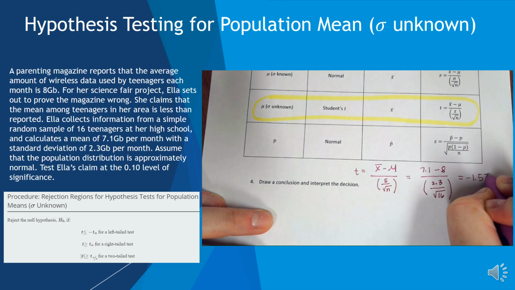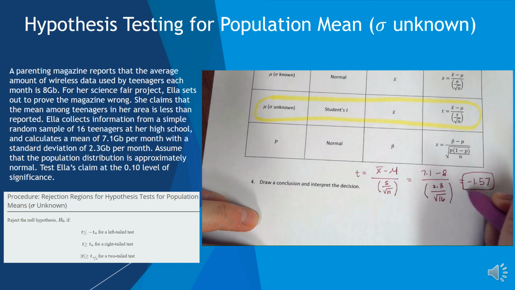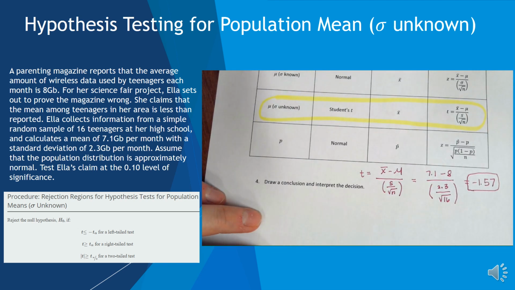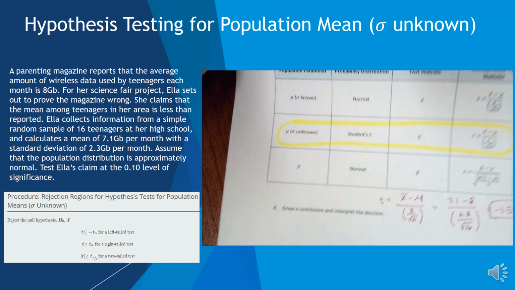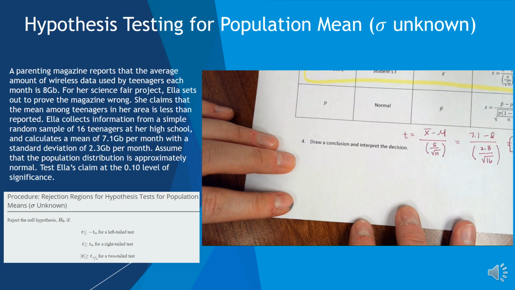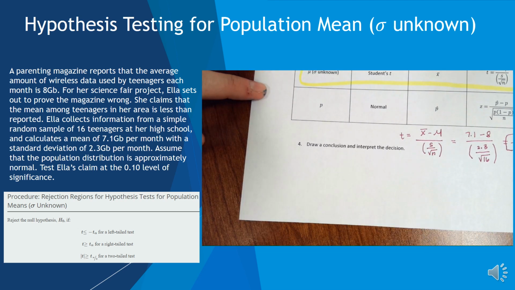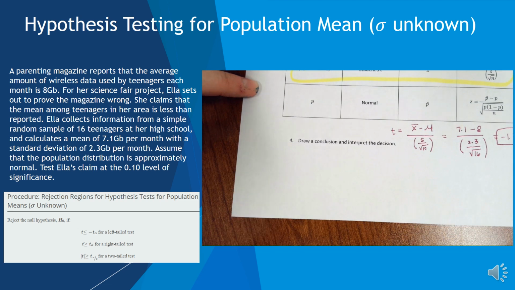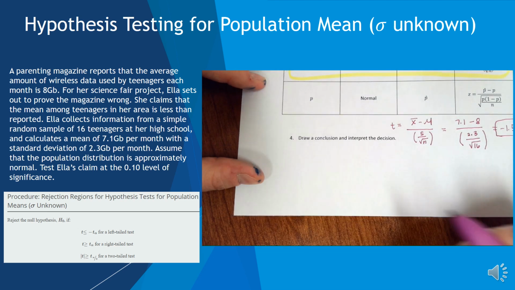Now we are going to work on drawing our conclusion. I'm going to use the rejection region method for this problem. Now, the rejection region method for the student's t-distribution is significantly more work than just using the calculator. So if you do have a graphing calculator, I would suggest that you use that instead. But here's how you would do this using the rejection region method.